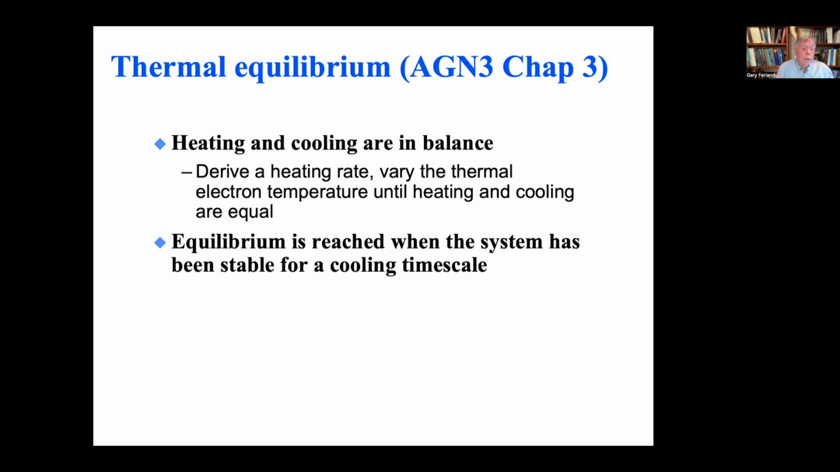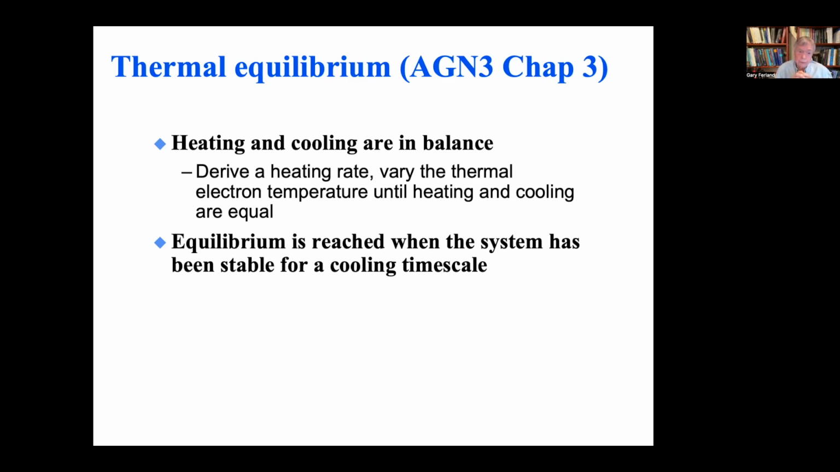Thermal equilibrium occurs when heating and cooling processes are in balance, so the thermal electrons have a well-defined temperature, a kinetic temperature. The way a large code would work is you would figure out what the heating rate was from various agents. In many instances, it's going to be photoionization. And then you would vary the thermal electron temperature until heating and cooling come into balance.